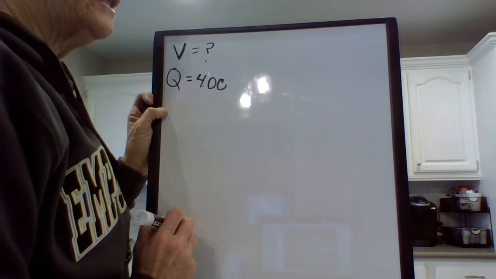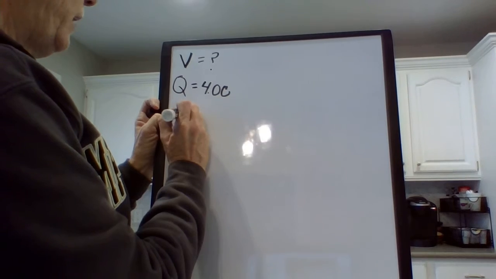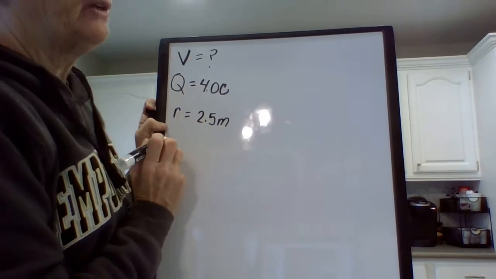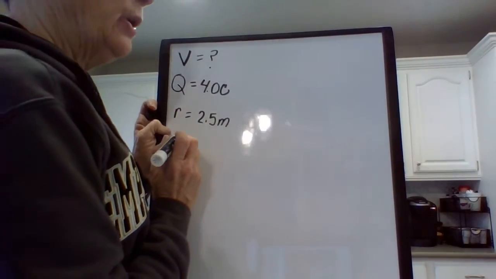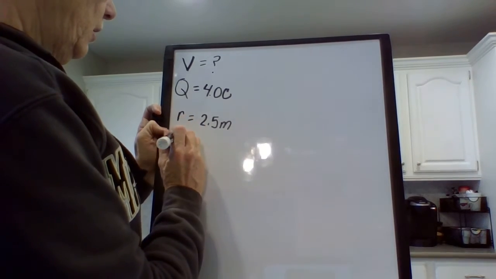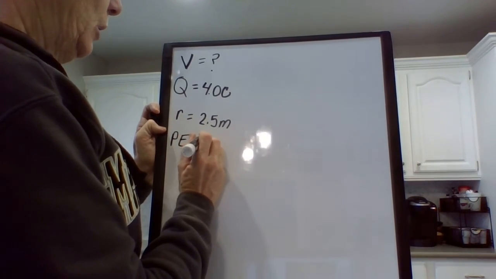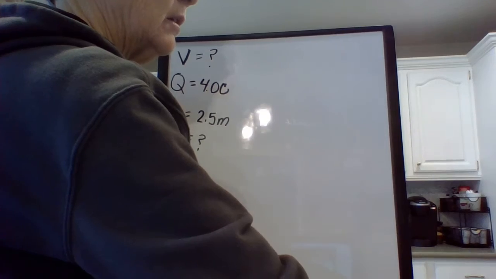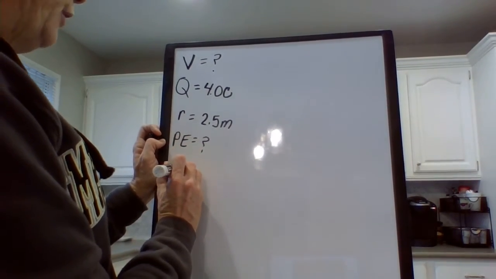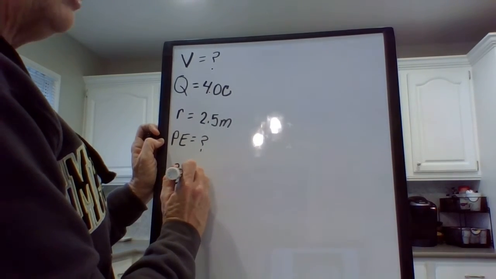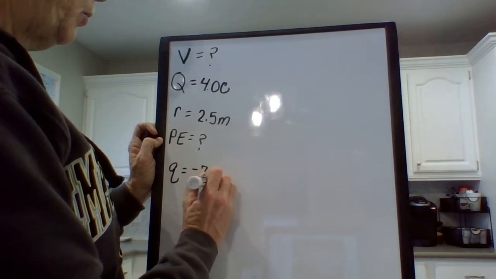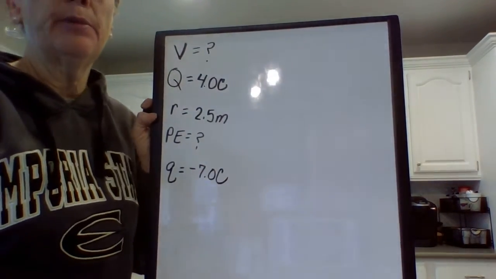We know that it's 2.5 meters away, so radius is 2.5 meters. Always have to convert centimeters to meters. What is the potential energy? That's also what we're trying to find, of a minus 7.0 coulomb charge placed at that point. That's going to be a charge that's able to move. It's a moving charge. It's the small q. It's minus 7.0 coulomb. So those are all your variables.